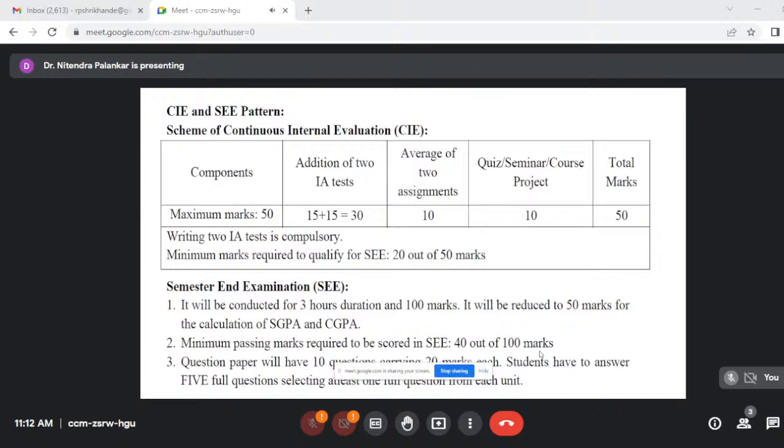If you need anything else, or any additional information before choosing this particular subject as your open elective, you can contact us. I am available in the Department of Civil Engineering. My name is Dr. Nitendra Palankar, I am repeating that. You can come anytime and get more details about this subject, and any information that is needed, I will provide you.